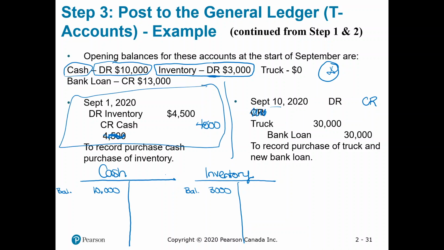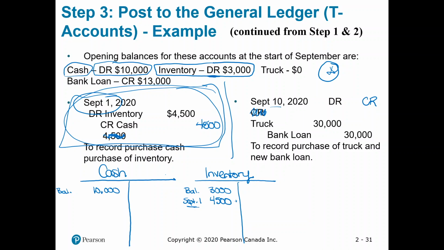So we debited inventory. So we'll just move this down to our inventory account. And again, you want a reference. So we'll just put here September 1st. So if later we're just looking at the inventory T account and we see that $4,500, if we want to know what journal entry or look at the full transaction, we quickly know to go back to the September 1st page in the journal and we can find the full transaction there. So that is why we do those references.